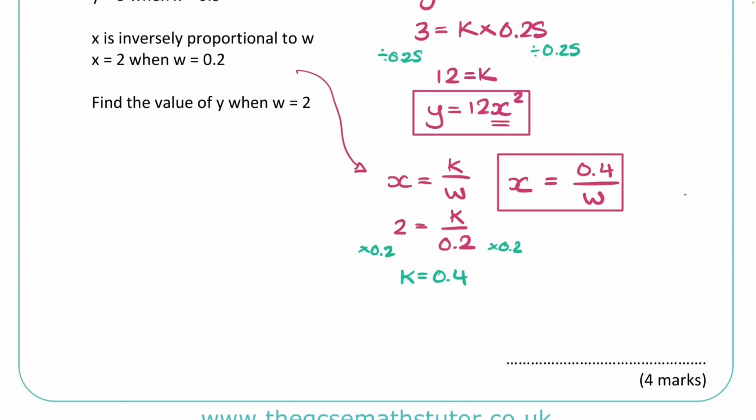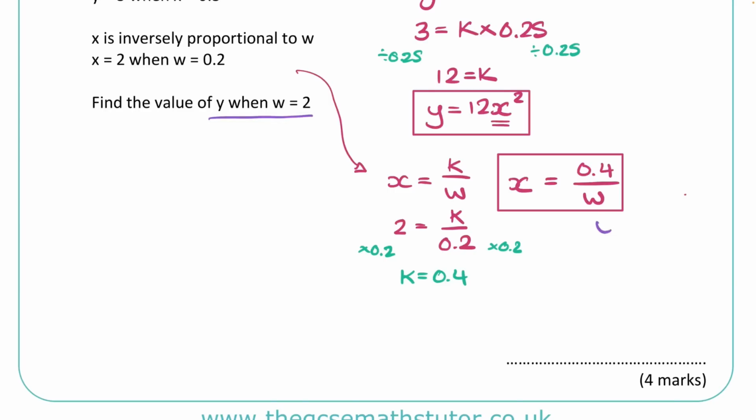And it wouldn't be too bad, but we would have to square this fraction, which you could do on the calculator, to be fair. 0.4 times 0.4 is 0.16. So you get 0.16 over w squared, and then you have to times it by 12. And you could kind of create a new formula like that. And you could do that for this question. However, it just says find the value of y when w is 2.